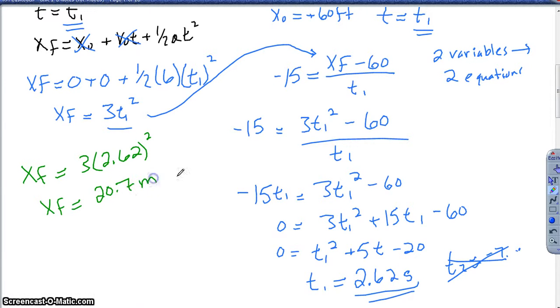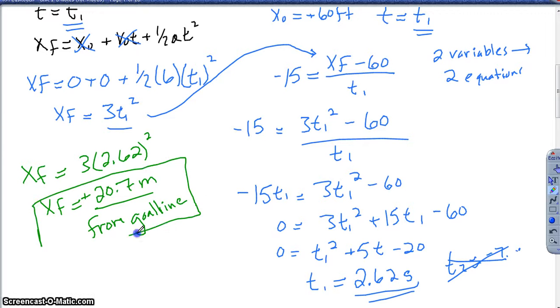Okay, so 20.7 meters. Now the fact that this is a positive 20.7, what does that tell me? Well, that tells me that this is with respect to the goal line, right? So this is a plus 20.7 meters from the goal line. So we do want to make sure we're keeping track of exactly where we are on the field, or with respect to their frame of reference. Okay, so that's my final answer. That's where they meet. That's how far they made it.